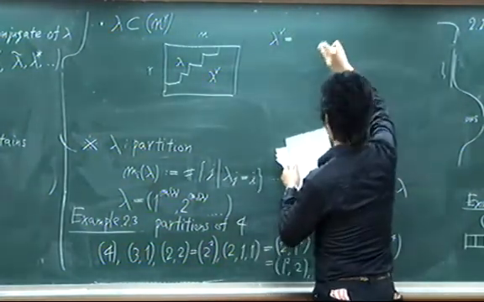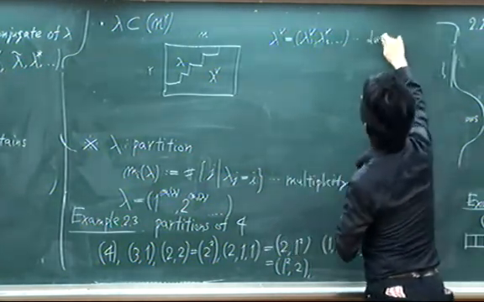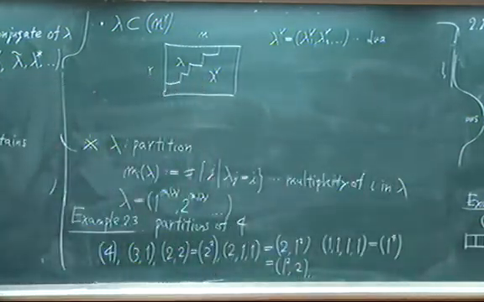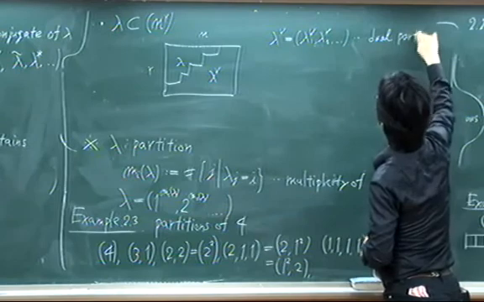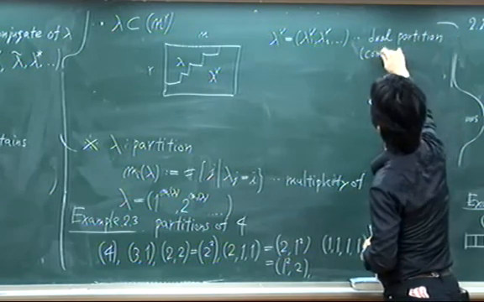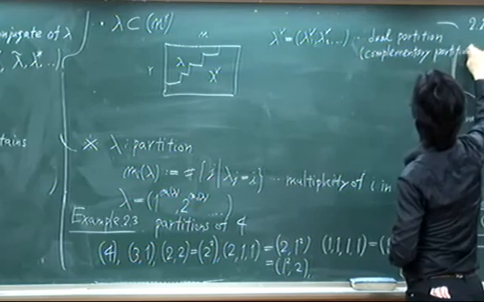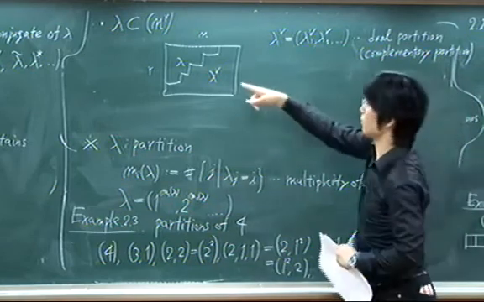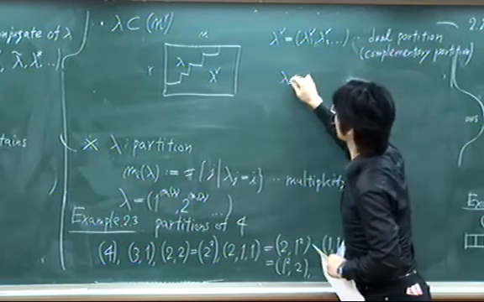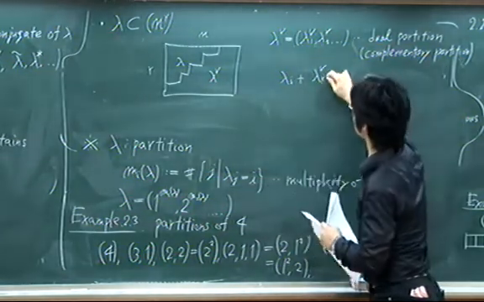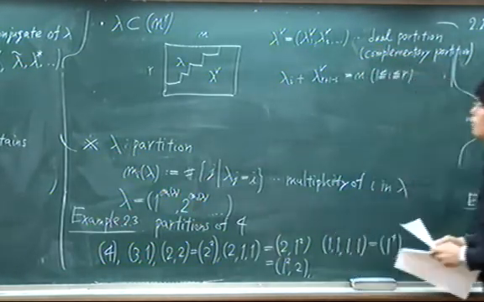The complement, or dual partition, also called the complementary partition, is defined by: the Young diagram of the dual partition is just the complement in the rectangle. So the dual partition is given by lambda*_i equals n minus lambda_(r+1-i). This is the dual partition.